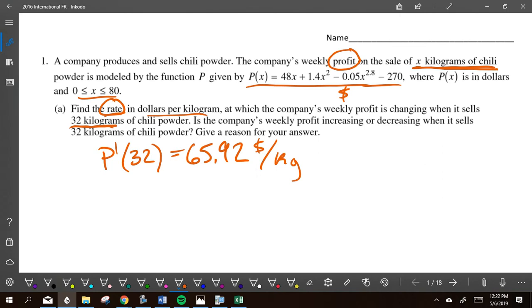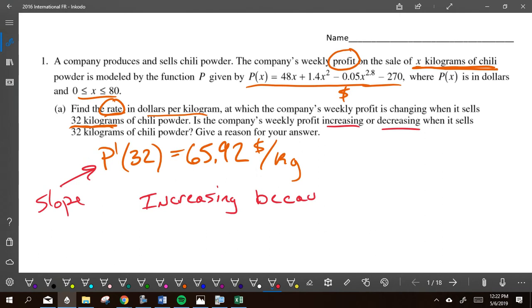It continues to say, is this company's weekly profit increasing or decreasing? What do I do to determine increasing or decreasing? It's slope. What is this a graph of? This is a graph of slope. And so thumbs up if I'm increasing, thumbs down if I'm decreasing. I'm increasing. How do you know that you are increasing? What is positive? The derivative. Increasing because P prime at 32 is greater than 0. The slope is positive, which is great.